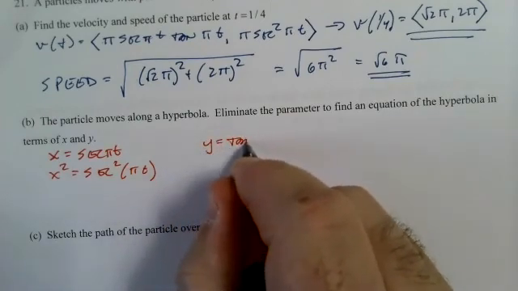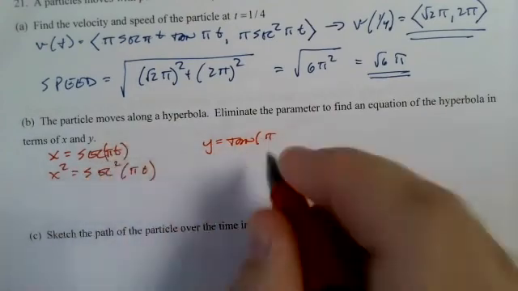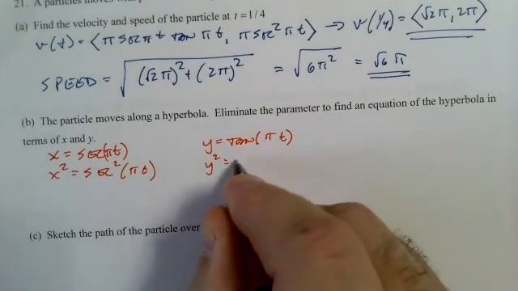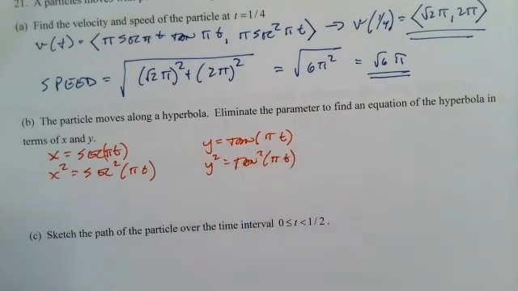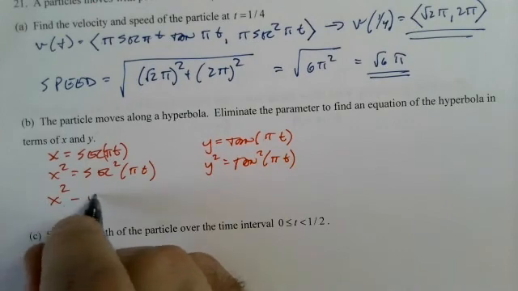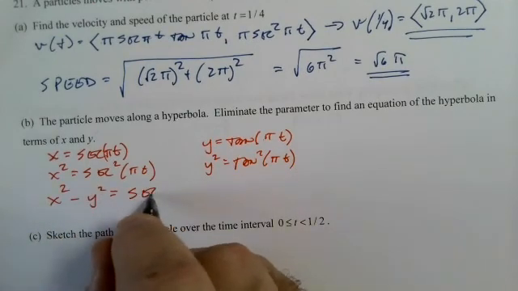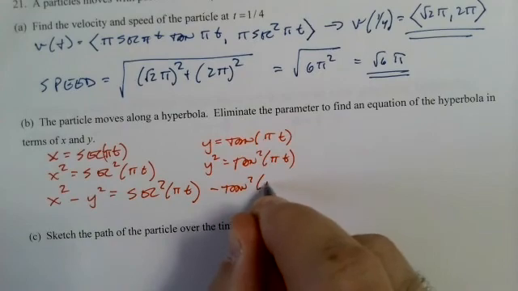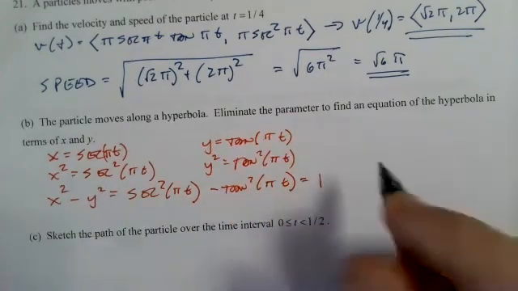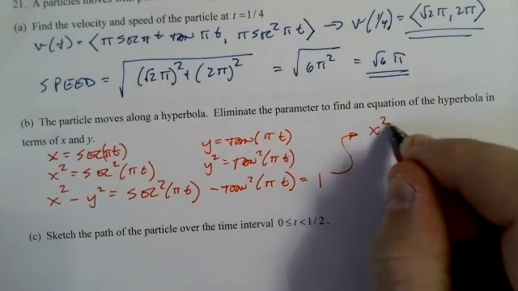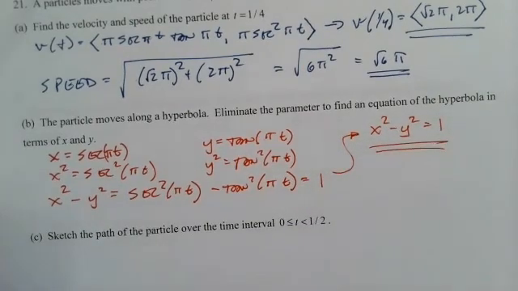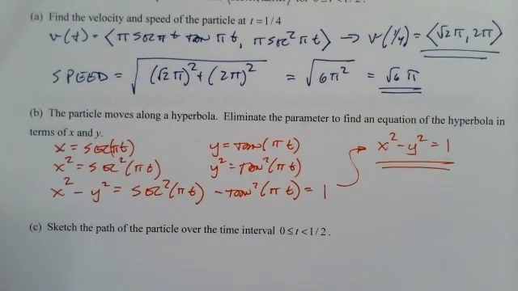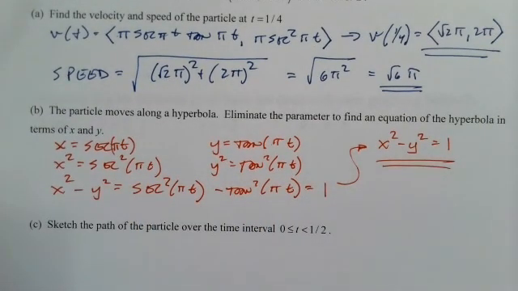y equals tangent pi t. Let's square that. y squared equals tangent squared pi t. x squared minus y squared equals secant squared pi t minus tangent squared pi t, which I happen to know is 1. x squared minus y squared equals 1. You say, why didn't you just tell me in the first place that it was a hyperbola? Well, it matters. These set where you start when t equals 0, and they set the direction you're going. Yes, we've talked about this.